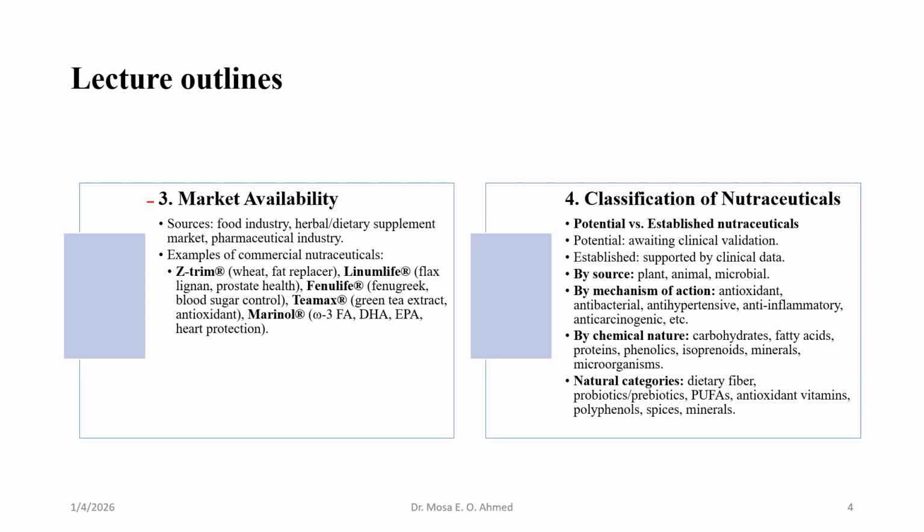In the third outline, we discuss market availability of nutraceuticals, and actually in the market, the source of nutraceuticals may be from food industry or as dietary and herbal supplement, and from pharmaceutical industry. These are the main sources for nutraceuticals: food industry, herb or dietary supplement market, and pharmaceutical industry.